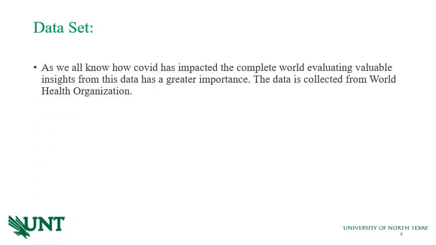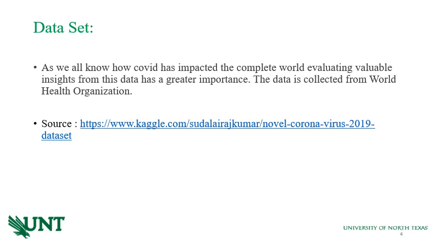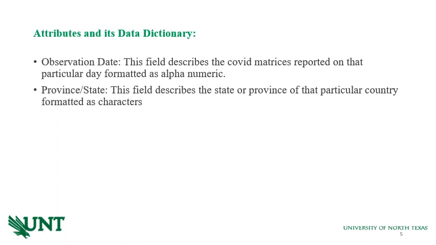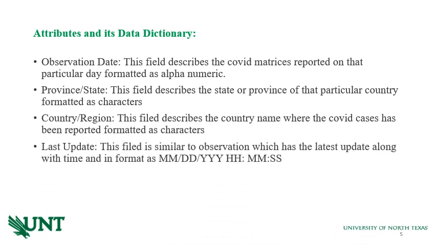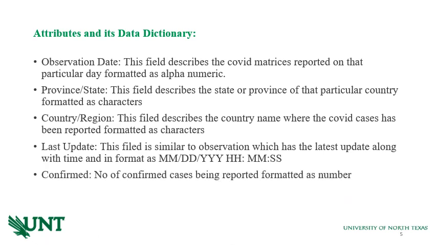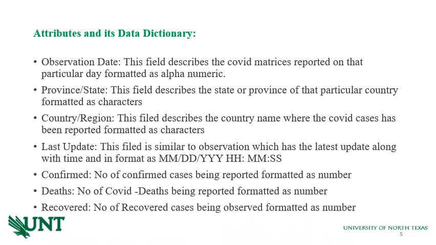We have around six attributes in this data set, and the data set has been taken from the World Health Organization. Coming to the attributes, we have the observation date, which is the day on which a particular number of cases was recorded, and the province, because a country has some provinces and those are recorded here, along with the country. The last update is the date when the update happened, along with the time, and then the number of confirmed cases, the deaths, and the recovered cases.